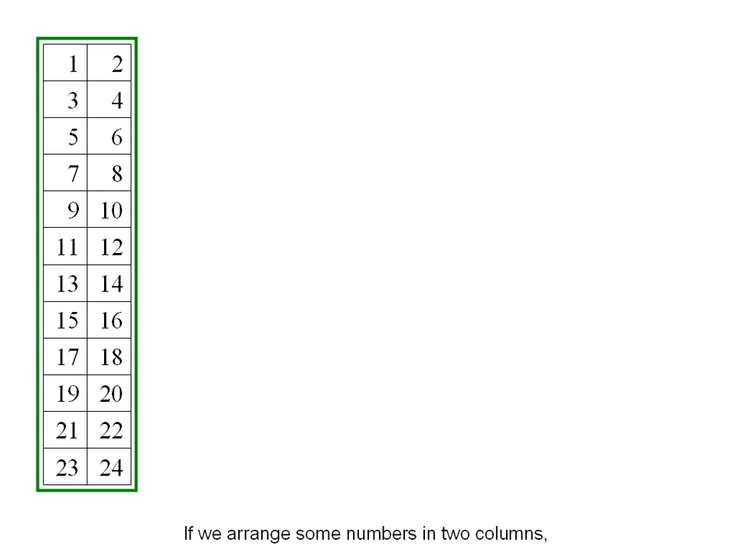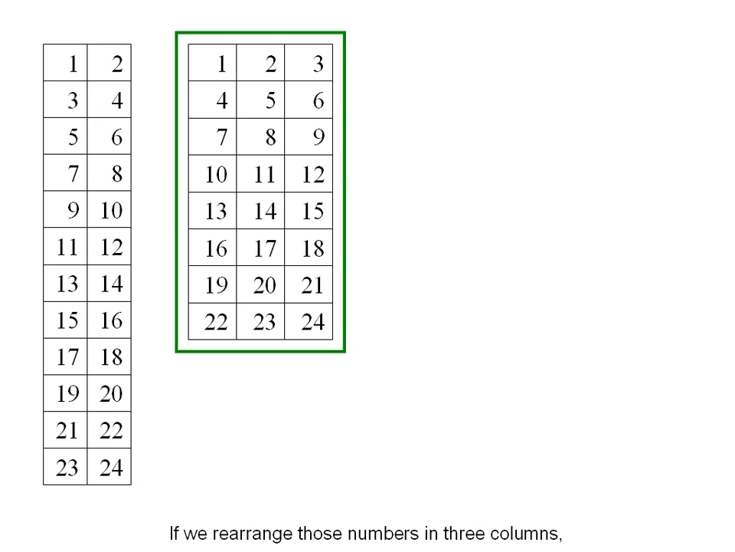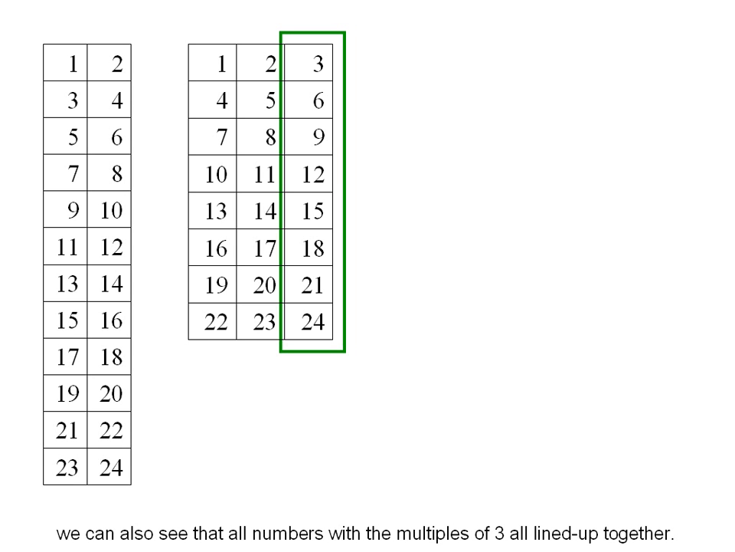If we arrange some numbers into columns, we can easily see that all the even numbers are in the same column. If we rearrange those numbers in 3 columns, we can also see that all the multiples of 3 line up together.